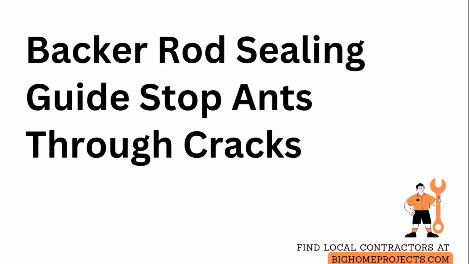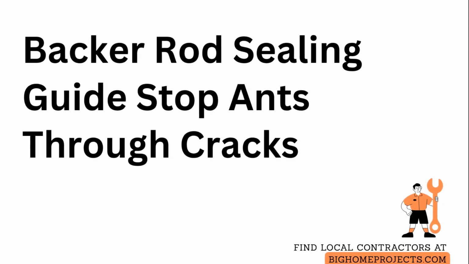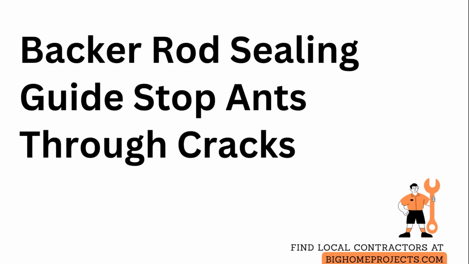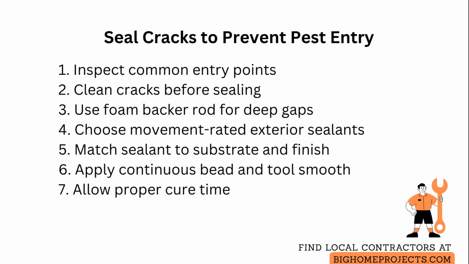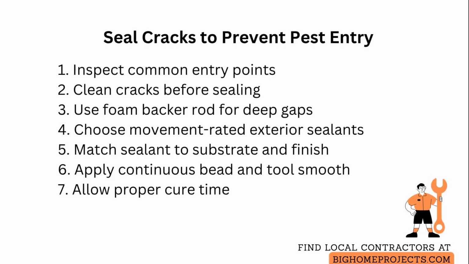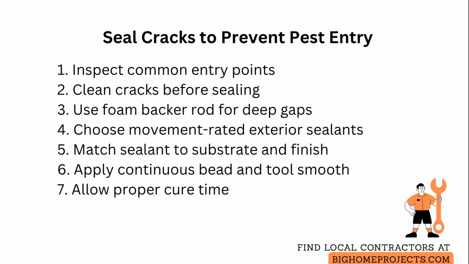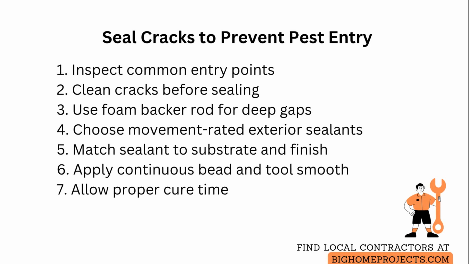Sealing cracks around a home is one of the most effective pest exclusion strategies to reduce insect entry. Start by inspecting common entry points such as foundations, window and door frames, utility penetrations, and where different building materials meet. Clean the cracks with a wire brush and vacuum or blow out debris so sealant adheres to solid surfaces.